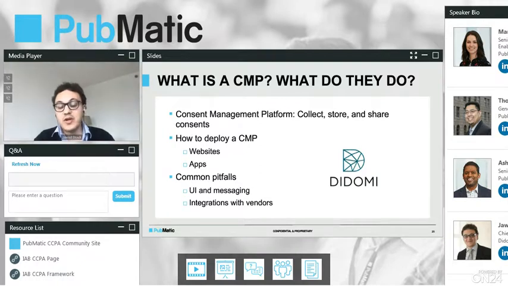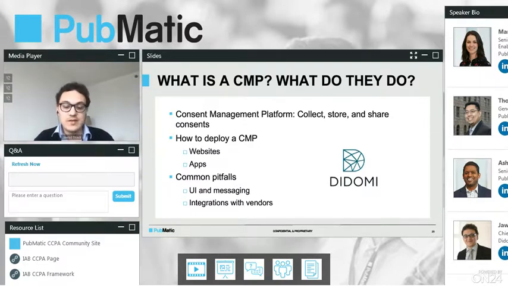CMPs are pretty easy to deploy usually. They work just like your other partners and vendors. You will get a small piece of code to deploy on your website or on your mobile app that you will be able to embed just like your regular tags. And then CMPs will automatically start interacting with the user and vendors. And I will walk you through a small platform integration to show you how that would work with Didomi.